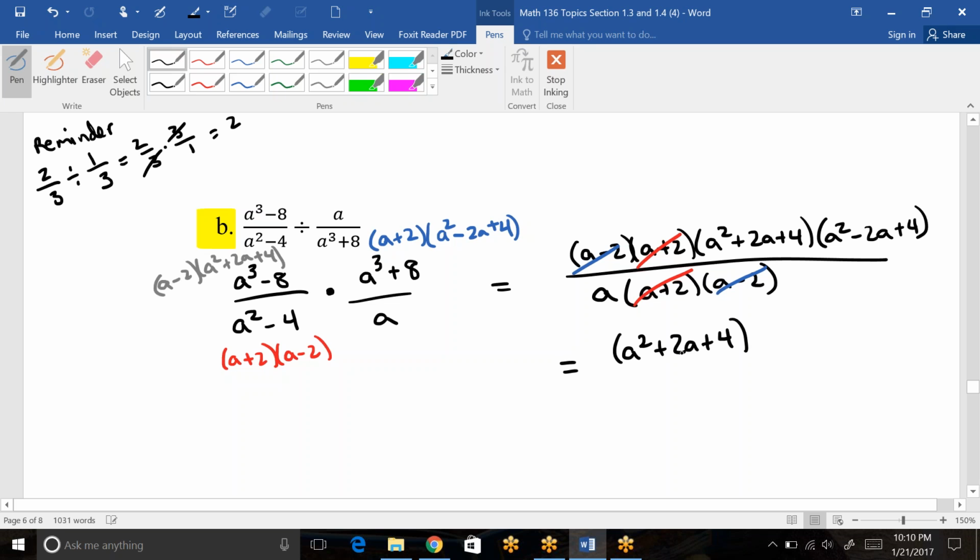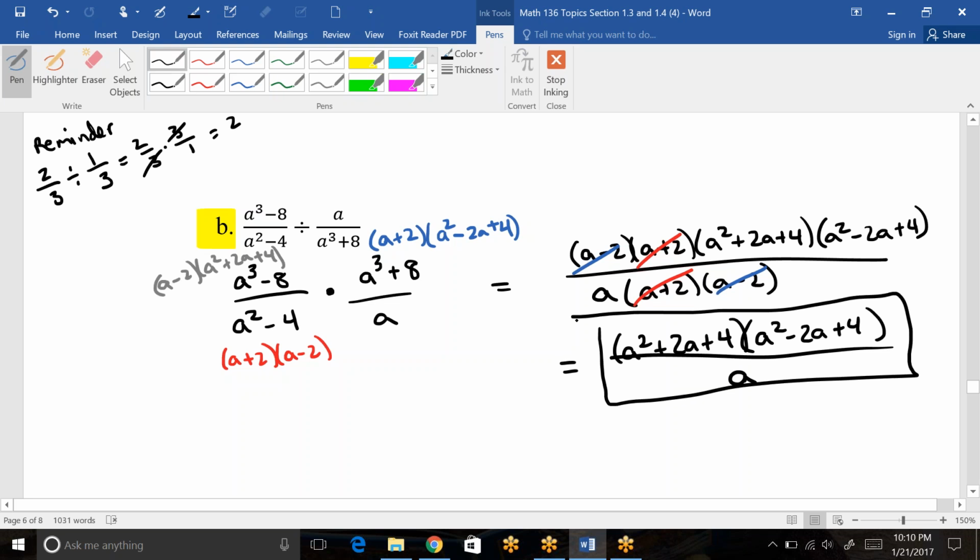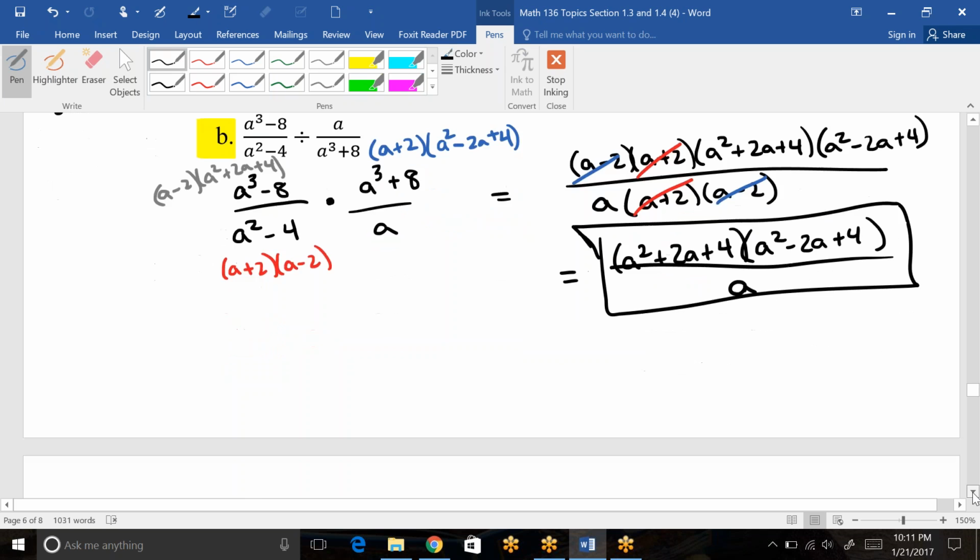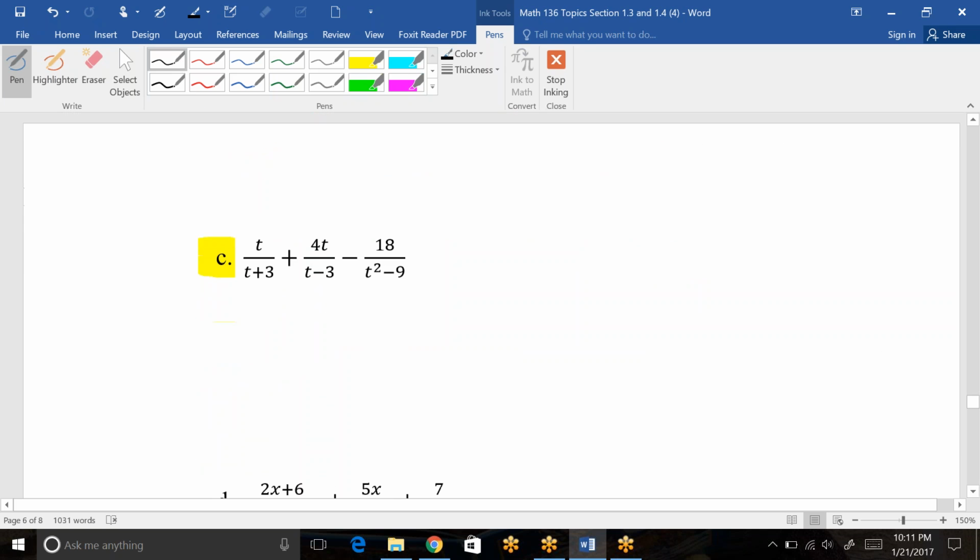I have an a squared plus 2a plus 4 times an a squared minus 2a plus 4 all over just the letter a. This a cannot cancel with anything on top because it is a monomial and those are trinomials. You cannot partially cancel things that are polynomials with pieces that don't have the same number of terms. So that is finished.